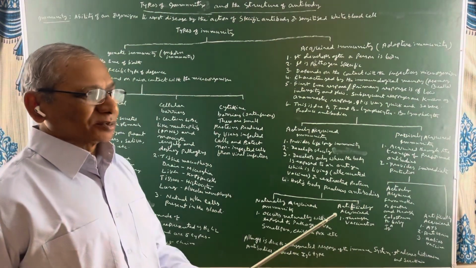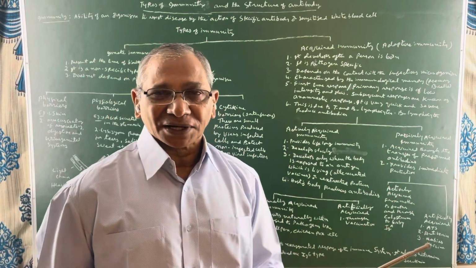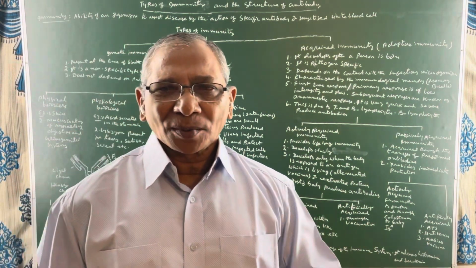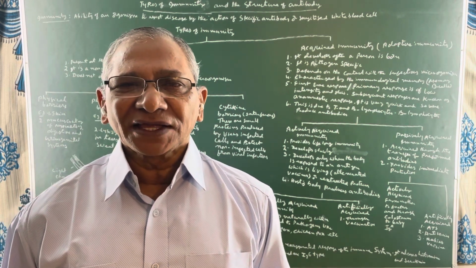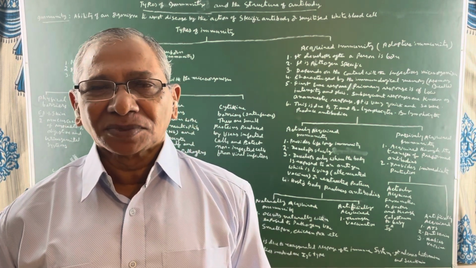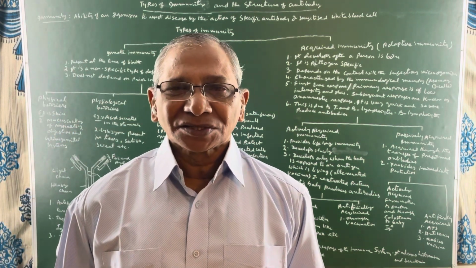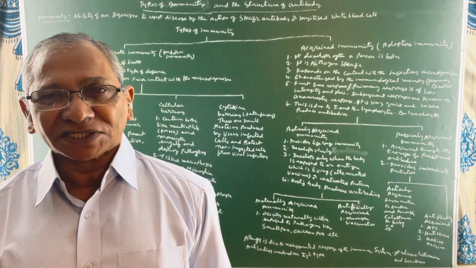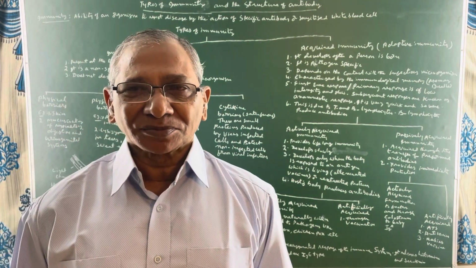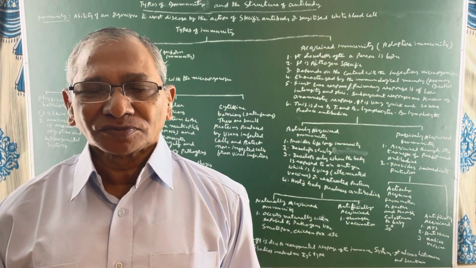Today I am taking up the topic types of immunity and the structure of antibody. Our body has to protect itself from the invading bacteria, viruses, other types of pathogens, antigens, poisons, etc. For this, there is a separate system known as the immune system. This immune system gives us protection.